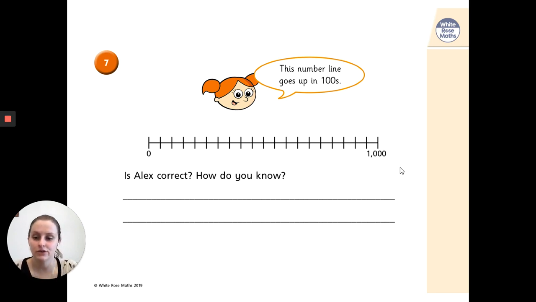So firstly, is she correct or incorrect? What's she done wrong? And what should she have done? So what is the answer to this question? So the how do you know is what is the right answer? So can you show me what the increments should be?